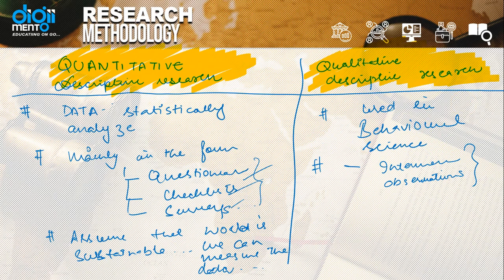So in this we assume that the world is unstable. What does it mean? It means the qualitative descriptive research gives the theory that the idea of one person is different from another, so we cannot measure it, and we research through the behavior of different humans.